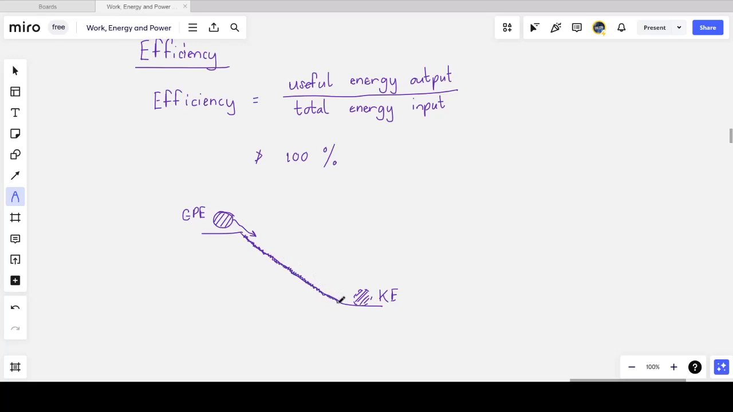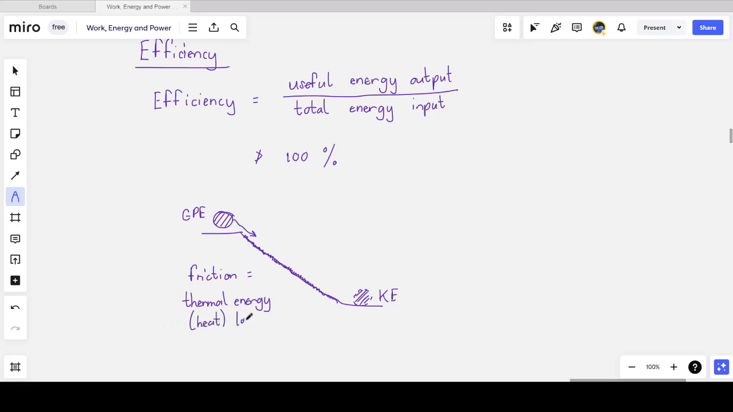There's going to be a resistive force acting on the ball, and that resistive force is going to be friction. Now, friction is going to cause the ball to heat up as it rolls down the bank, and this heat energy we call thermal energy. Another word for heat energy is thermal energy. We can use these two words interchangeably for now.